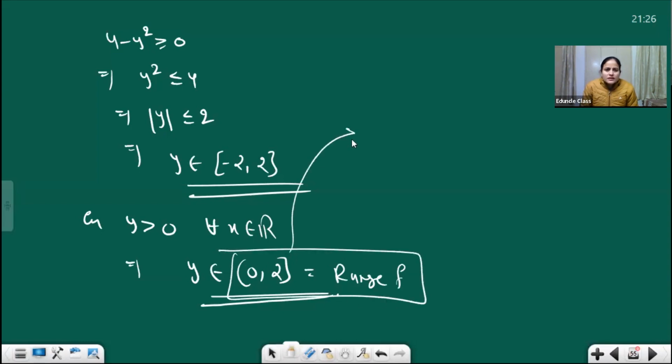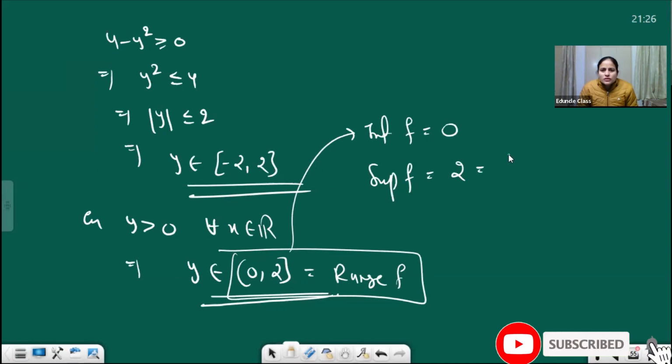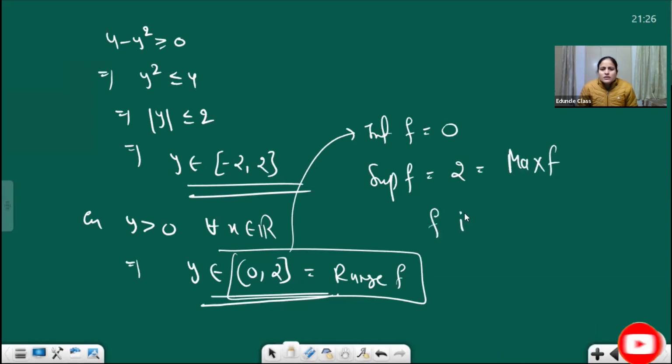And as the range is this, clearly infimum of f is equal to 0, supremum of f is equal to 2. As we are getting a closed interval at 2, this is going to be the global maximum value of f, and you can say your f is bounded. Clear to everyone?